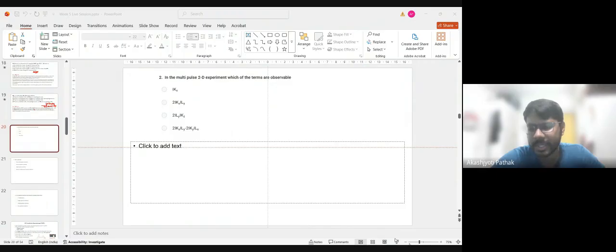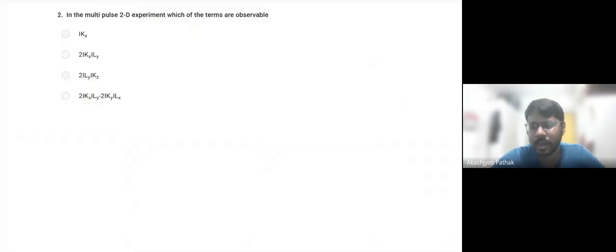So there were a couple of questions asked in the assignment. This was one of the questions in the multipulse 2D experiment: which of the terms are observable? We just now discussed that the single quantum coherences are observable, right? And if you have spin terms like IKX, IKY, IKZ, these are single quantum coherence terms. So the answer is IKX, option A, right?